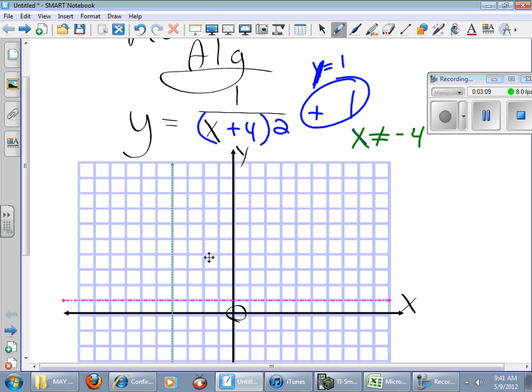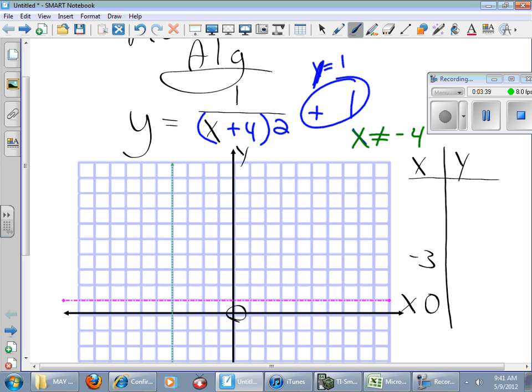Now I'm ready to make my t-table. I'm going to start with some x values to the right of the asymptote, larger than the asymptote's value. Asymptote's at negative 4, so I'm going to plug negative 3 in. I'm going to do the math, get out a y value. Now, I'm going to plug in another number. Maybe I'll plug in 0. Why 0? Because it's easy to work with.